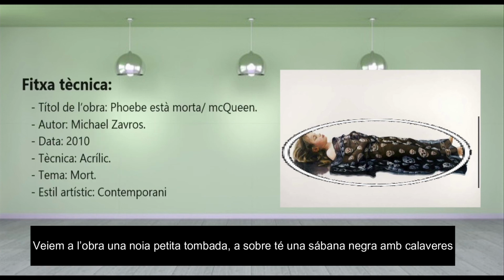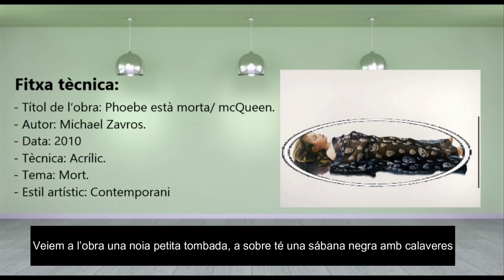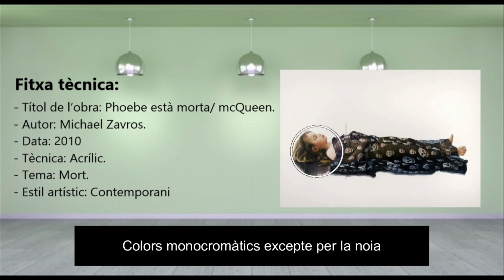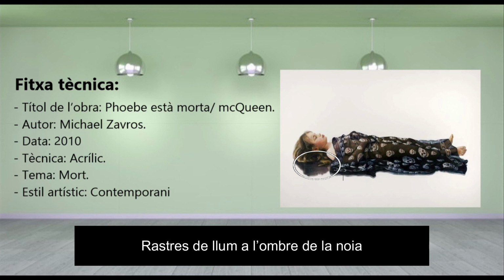We can see the little girl. Below her there's a little black bed sheet with skulls on it. Monochromatic colors except the one of the girl. Light traces on the shadow of the girl.